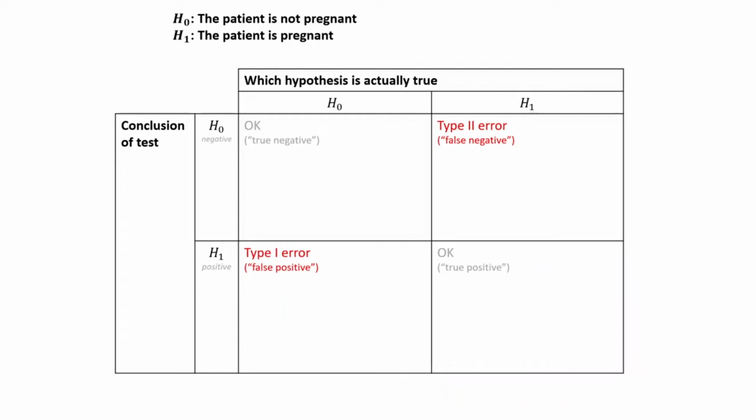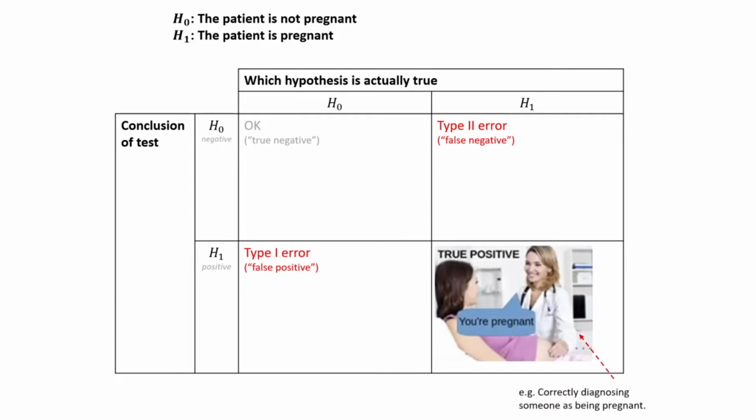In this example, the null hypothesis is that the patient is not pregnant. The alternate hypothesis is that the patient is pregnant. So, let's have a look first at the correct conclusions. We can correctly diagnose someone as being pregnant. So H1 is correct, they're pregnant, and our conclusion is that they're pregnant.